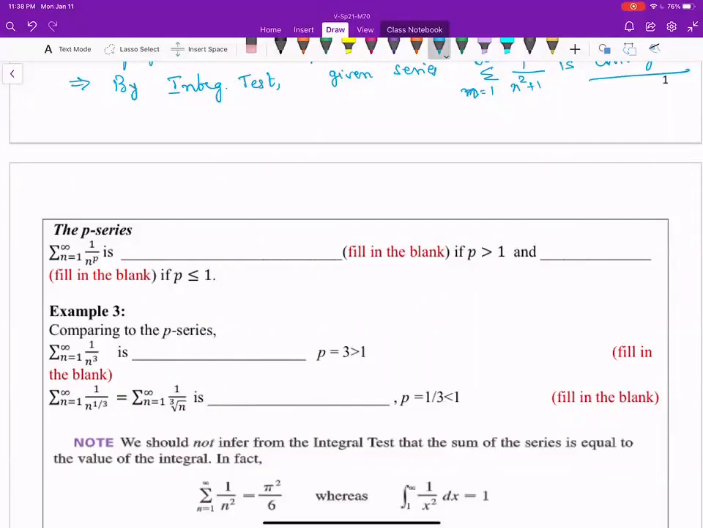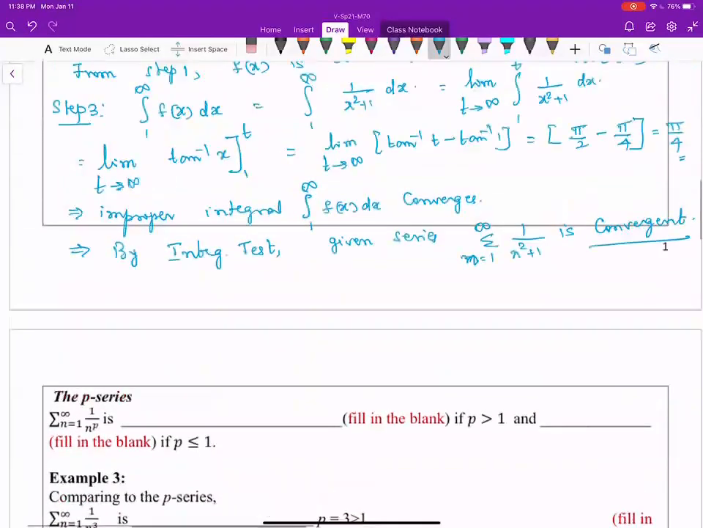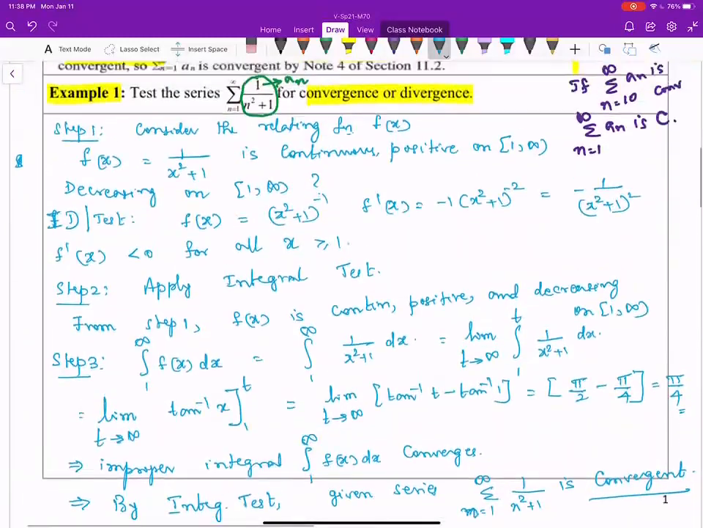This is part B of the concept video of section 11.3, integral test. So earlier we saw the requirement of an integral test.